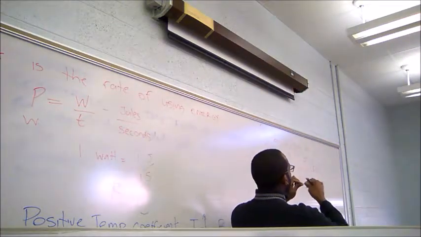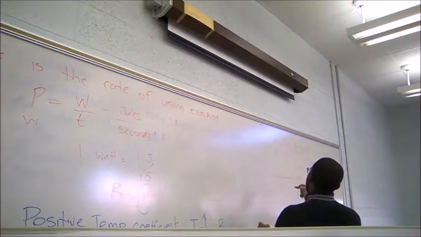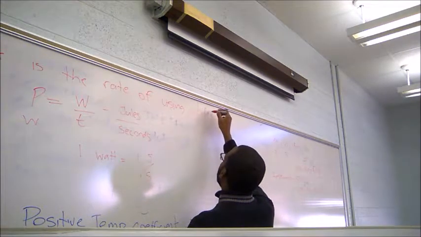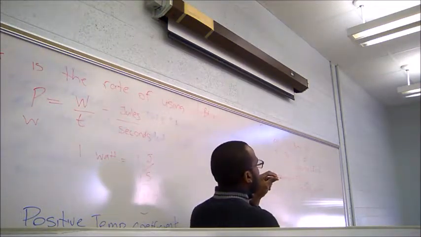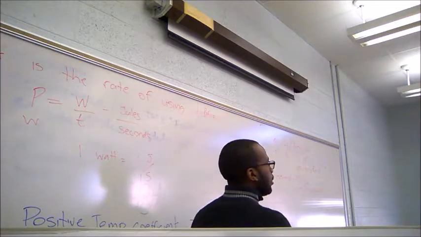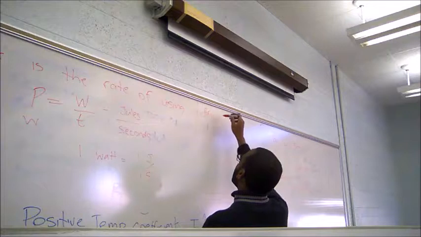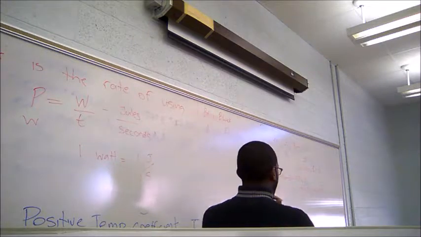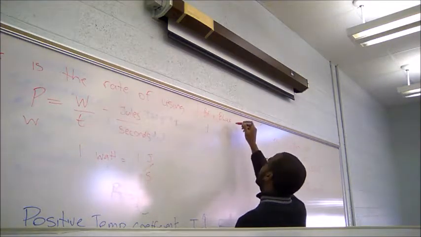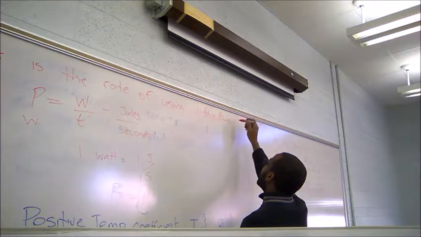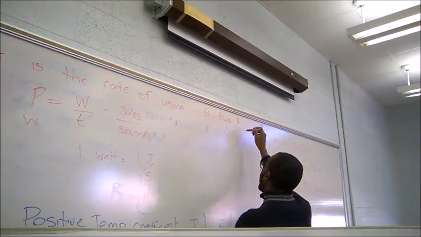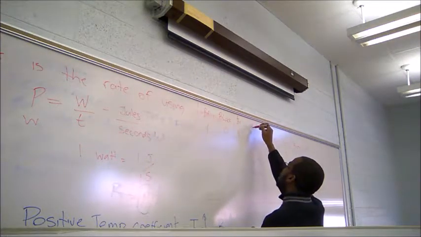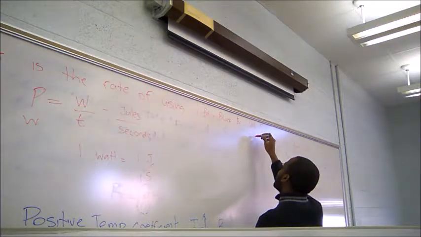So the first band on there is brown. What does brown represent? 1. We have brown, 1. The second column is black. What does black represent? 0. Okay, the third column is brown. What does brown represent? 1. Okay, the last one says gold. What tolerance is gold? 5%.